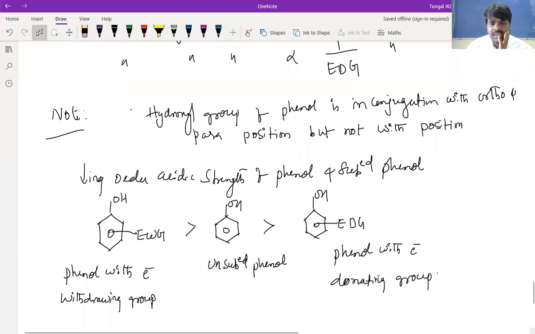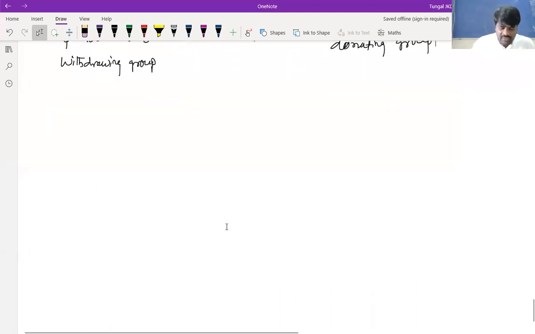Let me tell you some important aspects. Here you should know what are electron withdrawing groups and what are electron donating groups, if you want to compare the relative acidic strength. So this is a general decreasing order. With a few examples, you will understand it very clearly. Let me take a few examples.